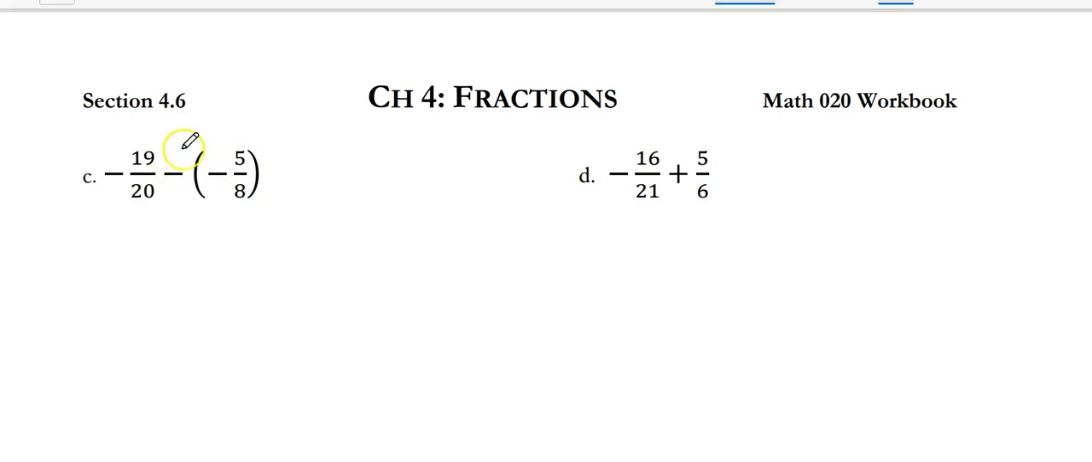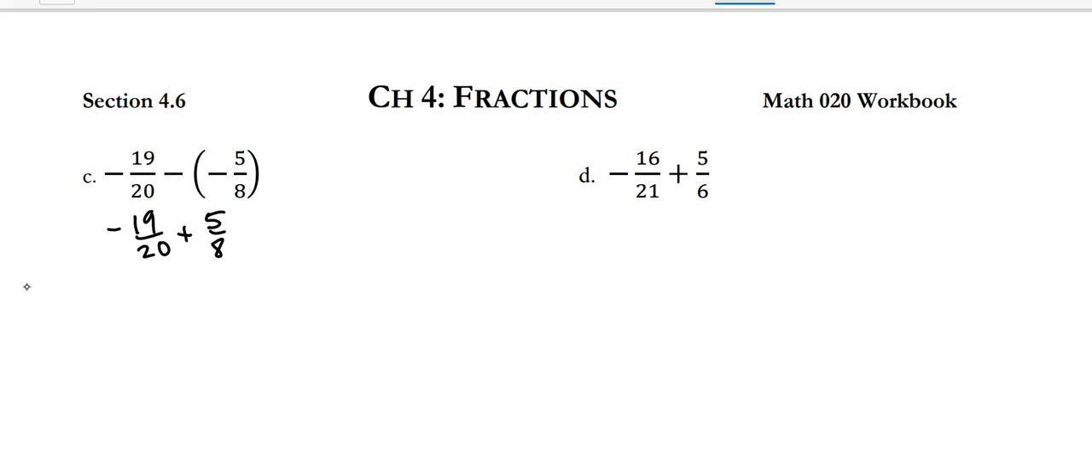So let's go ahead and take care of the signs first. The double negative gives us positive. So I can rewrite my problem as negative 19 over 20 plus 5 over 8. I'm also going to take care of the negative sign after I find my least common denominator, change my fractions, and then when I'm adding the numerators. So until then, just keep in mind that the first number is negative.